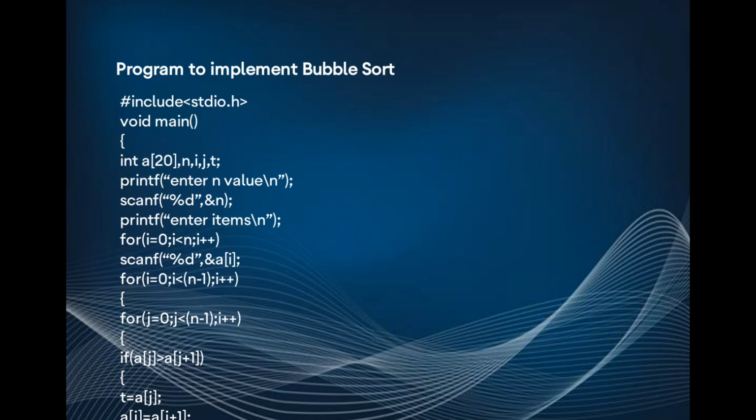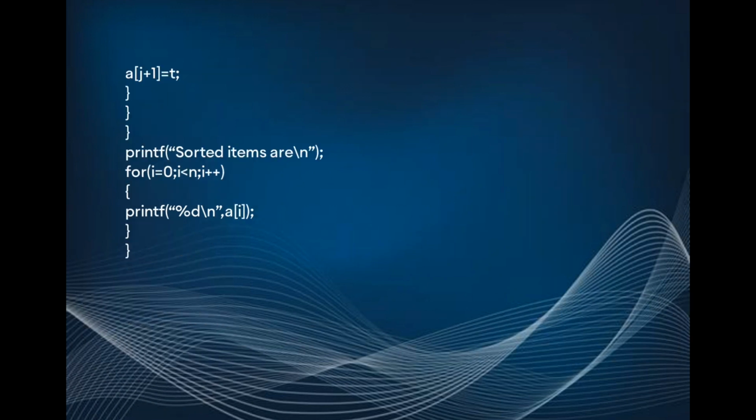Then the for loop: for i = 0, i < n-1, i++. Inside it, for j = 0, j < n-1, j++. And if a[j] is greater than a[j+1], then t = a[j], a[j] = a[j+1], a[j+1] = t. After sorting, all the elements are arranged in ascending order. For that we are again printing all the elements, using printf with format specifier %d, backslash n, and a[i].